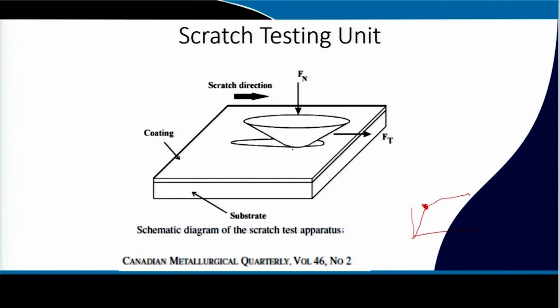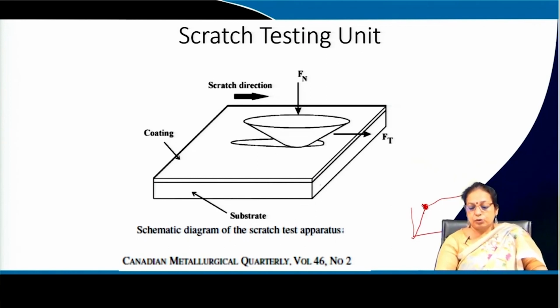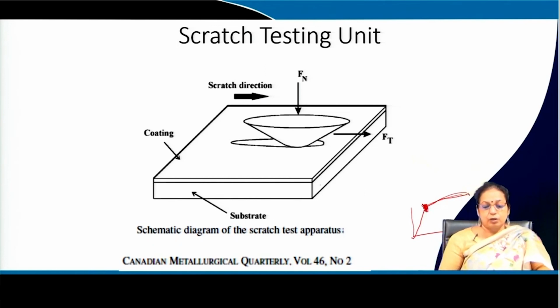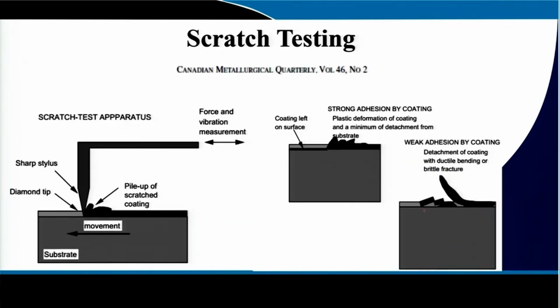Usually there is always a difference in the coefficient of friction of the coating and the substrate. So, at the point where the interface is reached, you will see that the coefficient of friction value changes from the coating value to the substrate value. That particular point is taken as the load at which failure of the coating occurs. So, the scratch test is also a very important test for knowing the adherence strength, adhesion, or bond strength of the coating.